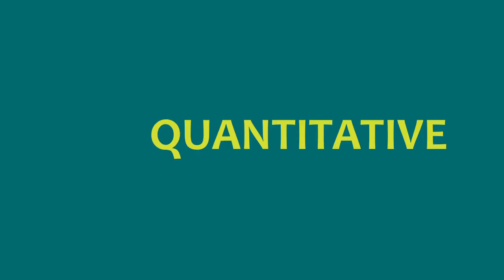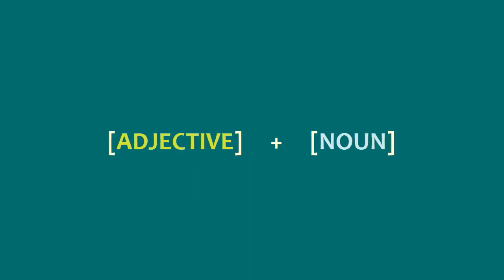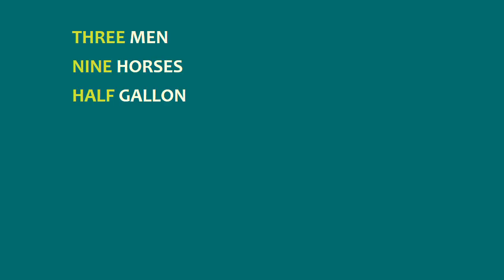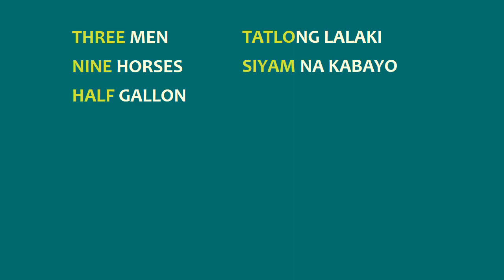Now how about adjectives that are quantitative, or those that describe the number or the amount of nouns? Now for these cases, adjectives must always be placed at the beginning of the noun that they modify. Halimbawa, 3 men is tatlong lalaki. 9 horses is siyam na kabayo.